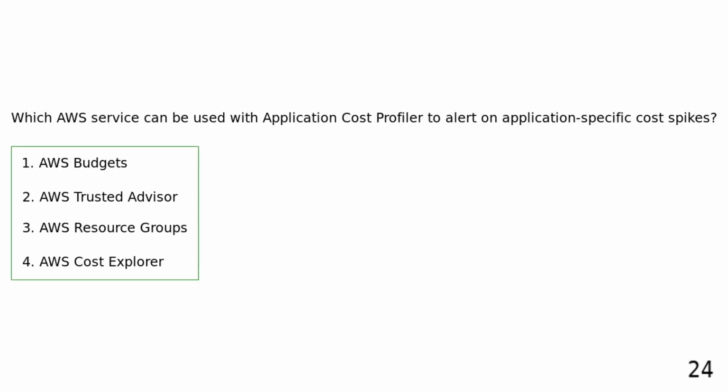Which AWS service can be used with Application Cost Profiler to alert on application-specific cost spikes? AWS Budgets. AWS Trusted Advisor. AWS Resource Groups. AWS Cost Explorer.